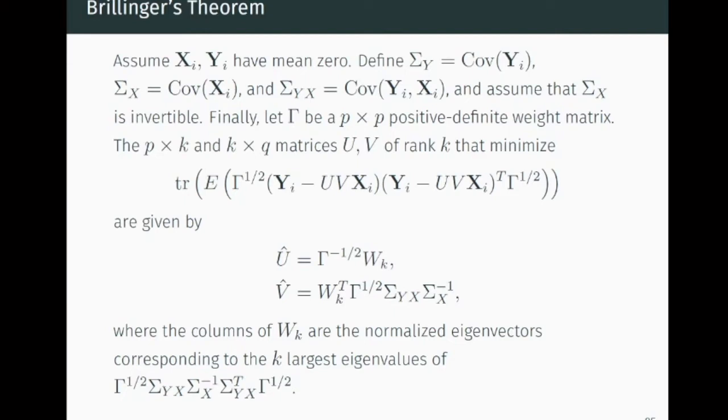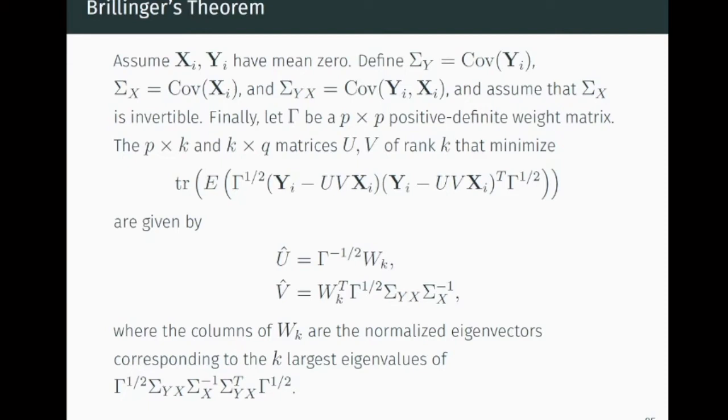And so the matrices that minimize this criterion are given by gamma to the negative 1/2 times Wk for U, and then for V it's Wk transpose times gamma to the 1/2 times sigma yx times the inverse of sigma x. And here the columns of Wk are the normalized eigenvectors corresponding to the k largest eigenvalues of this matrix here: gamma to the 1/2, sigma yx, the inverse of sigma x, the transpose of sigma yx, times gamma to the 1/2 again.